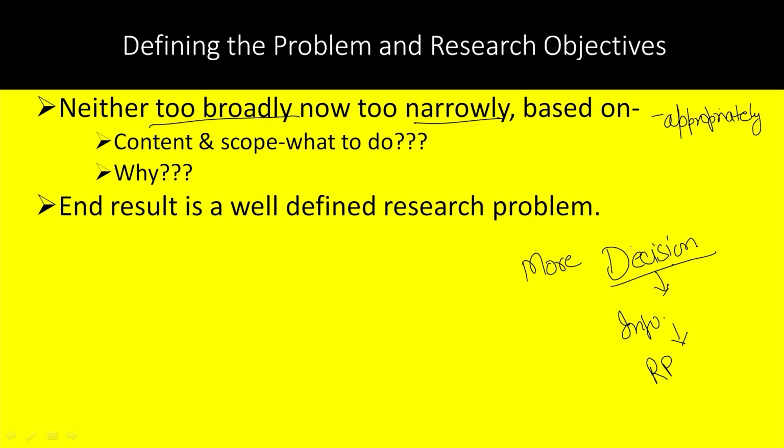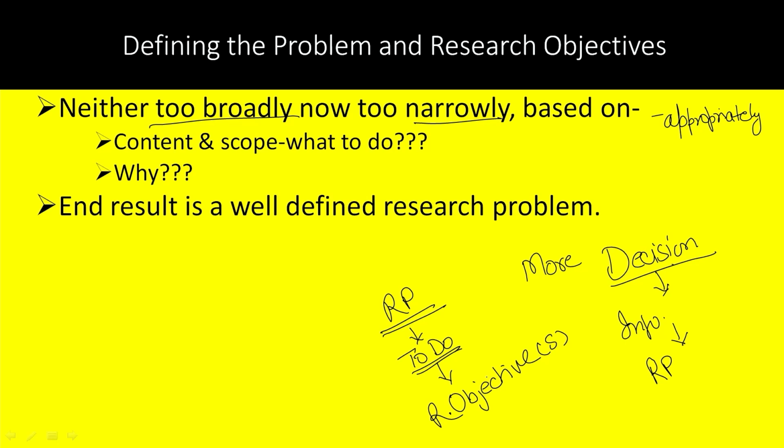The end result is a well-defined research problem with a to-do list to solve the research problem, which in the language of research is called research objectives. Once we get the research problem, it tells us what we need to do in order to solve the problem. The moment we get to know what we need to do, that to-do list becomes our research objective, or research objectives, depending on whether it is one or more.